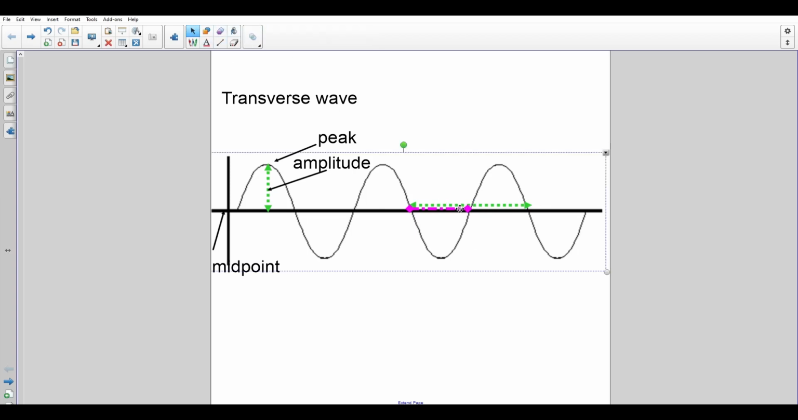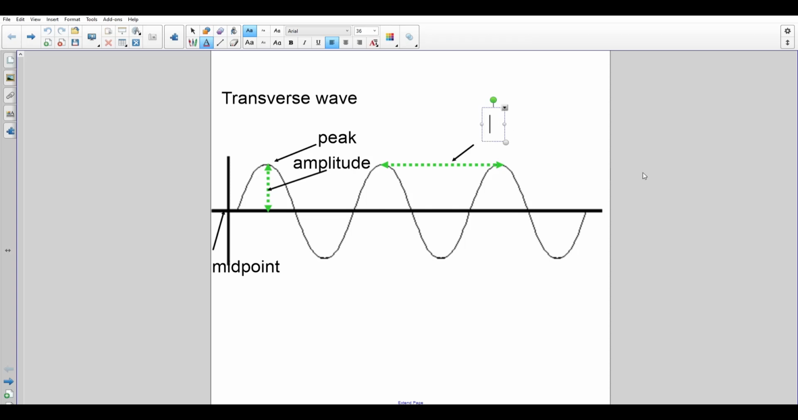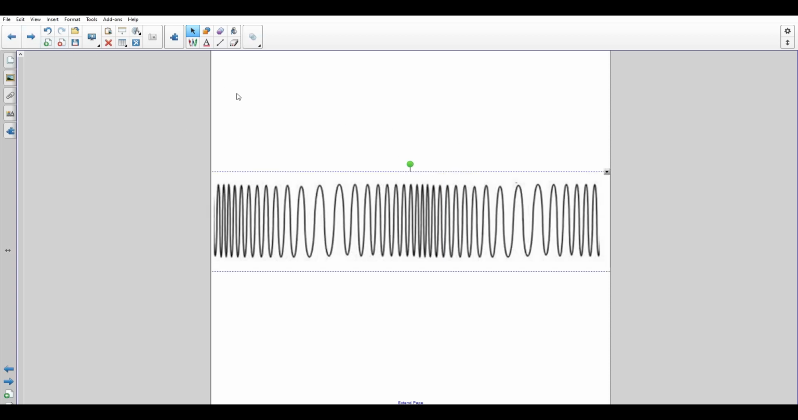But I would say the best place to draw your wavelength is like I did at the start, from the top of one peak to the top of the next peak. That makes it really clear what you're trying to show. And we can label that as the wavelength. Now, the second part of this, talking about the particle movement and the energy, I'm going to come on to that later, and then I'll show you why. But I'm going to go on to the second type of wave now, which is a longitudinal wave.